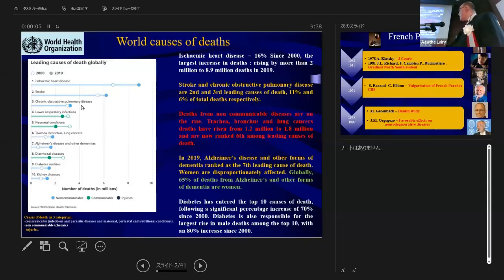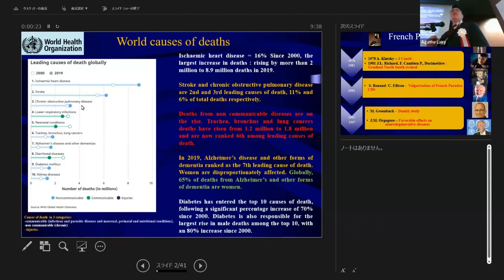11% and 6%. So each time you have 1%, 2%, it's a lot of thousands of people, in fact, that are dying. And so these figures and numbers are very important to see what is the panorama actually in the world. So all the world causes of death are very important, of course. And so diabetes has also entered the top 10 types of death with an increase that is very important, around 70% since 2000. So that's also very important.